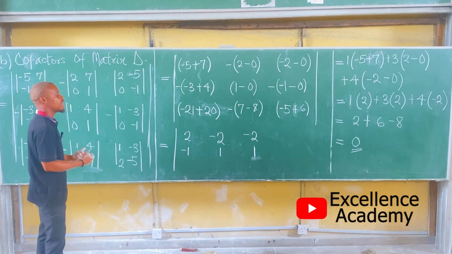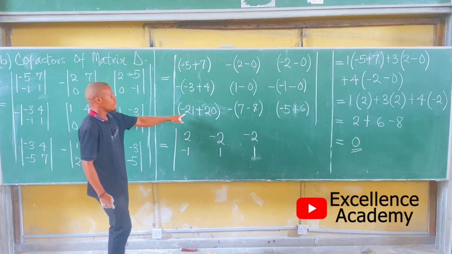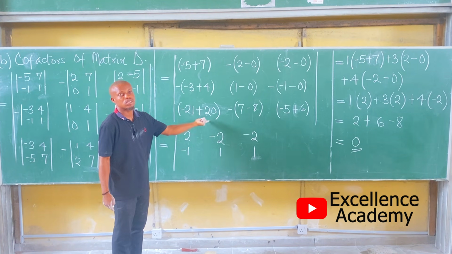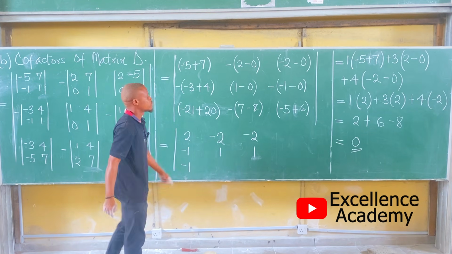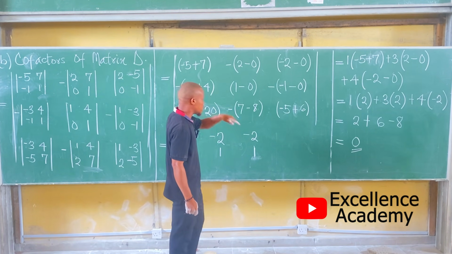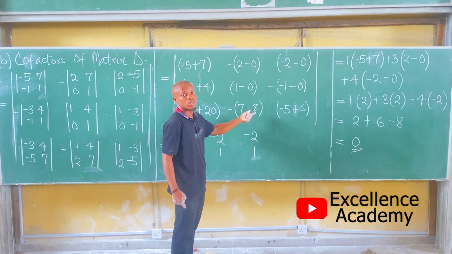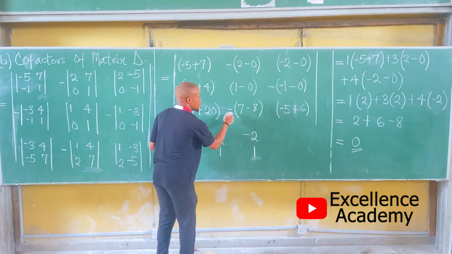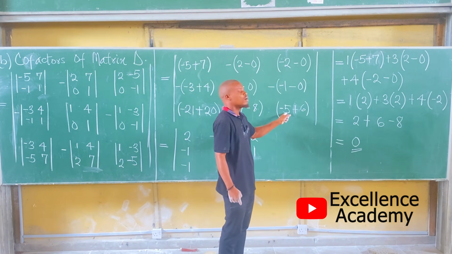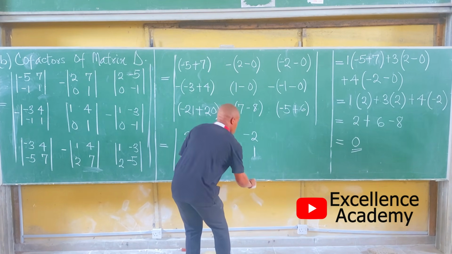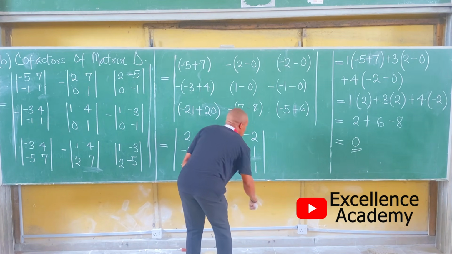And finally, our last row. Minus 21 plus 20 gives us what? A minus 1. Okay, 7 minus 8 gives us what? A minus 1. Minus times this minus gives me what? A 1. And finally, minus 5 plus 6 gives us what? 1. Alright.